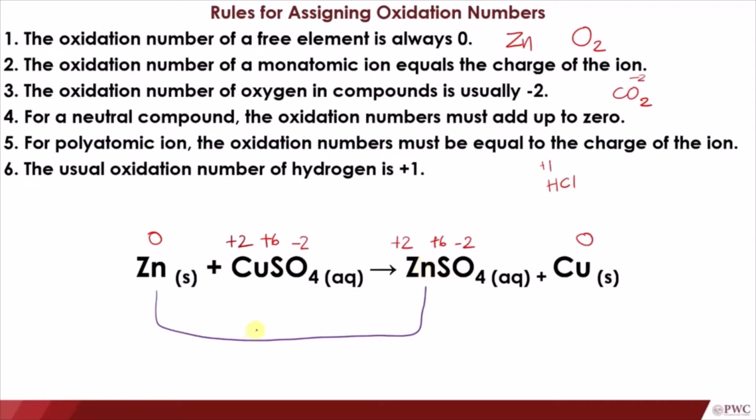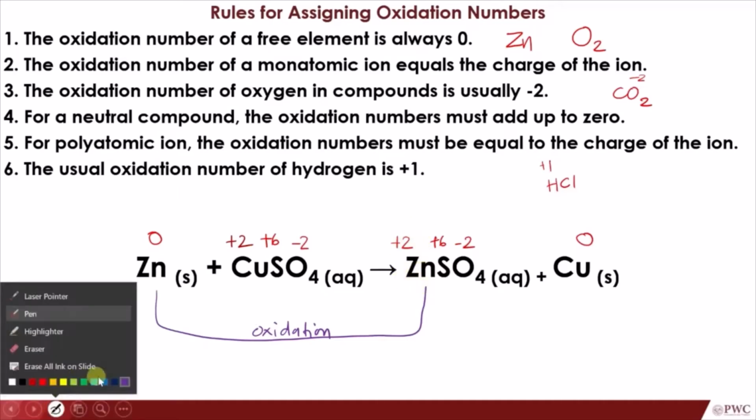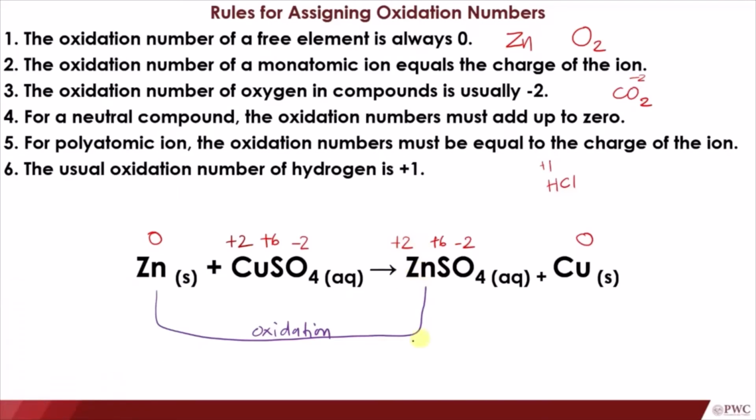So this one is an oxidation reaction. This one has been oxidized. From 0 to +2, it becomes positive. That's because it has lost electrons. Again, a particle will become positive when it loses electrons. It will become negative if it gained electrons, because electrons are negative. In this case, it becomes positive because it has lost electrons, 2 electrons.